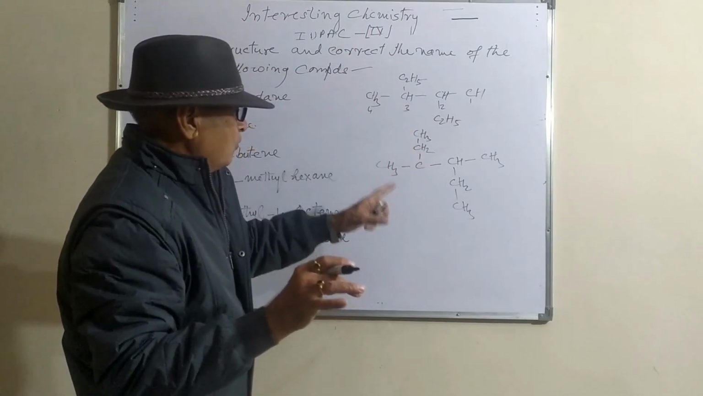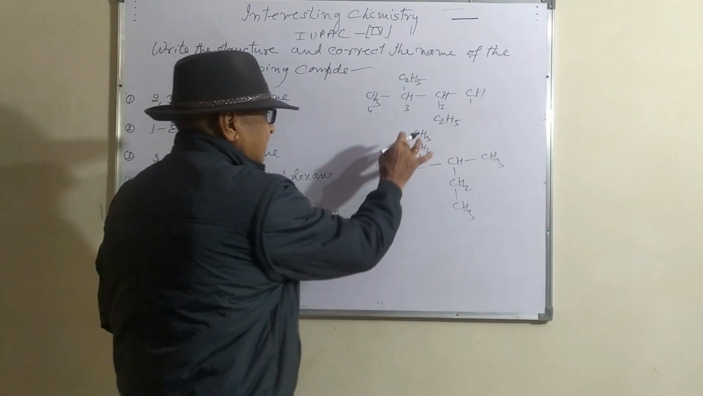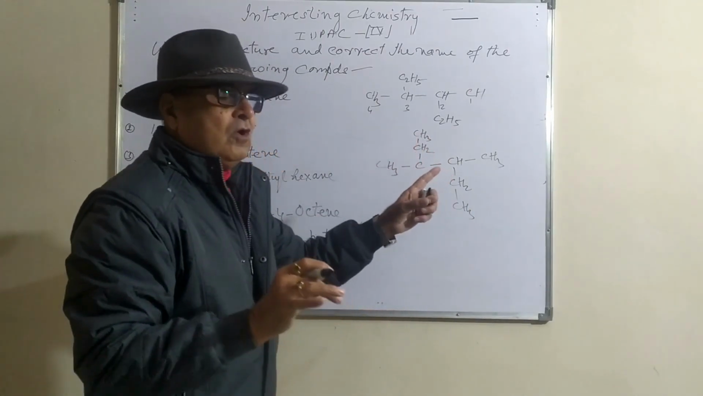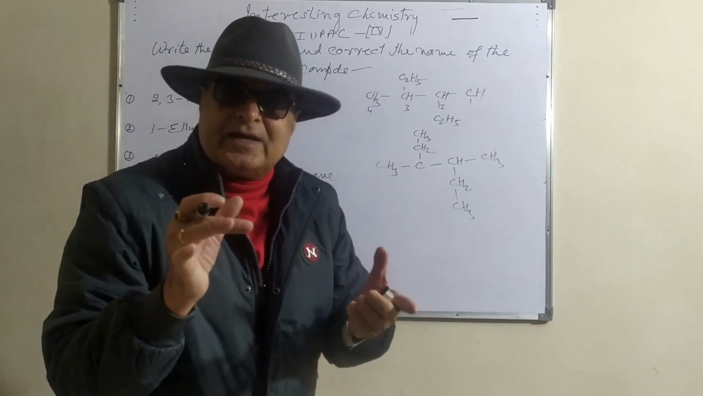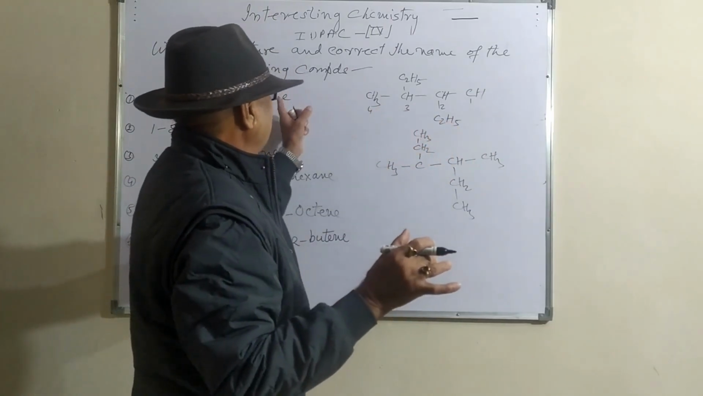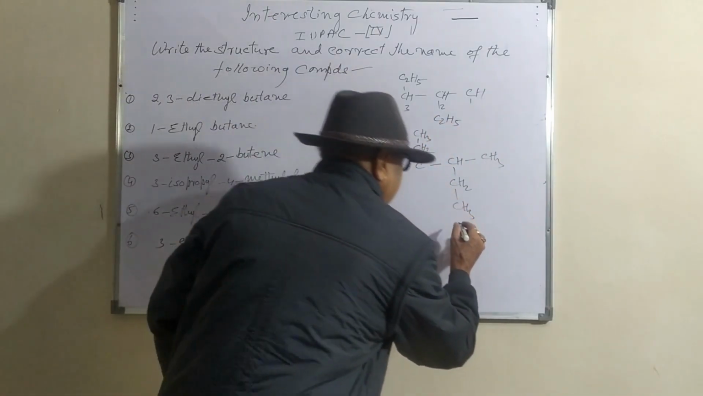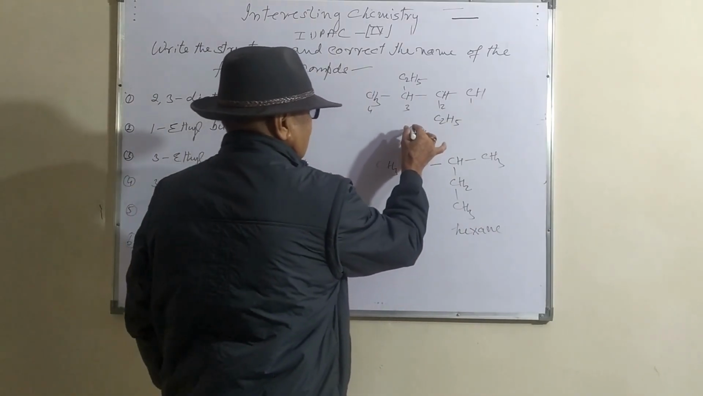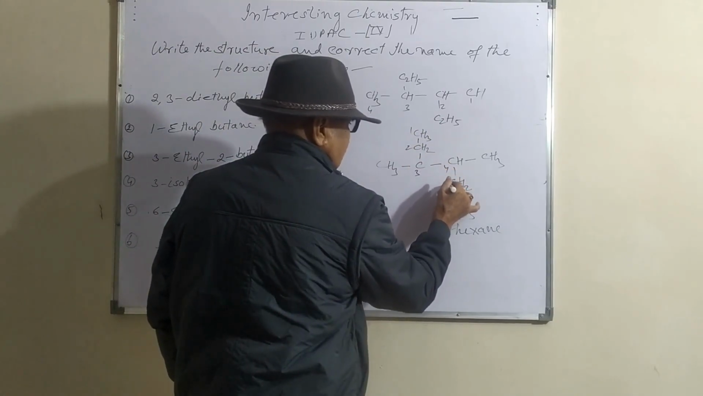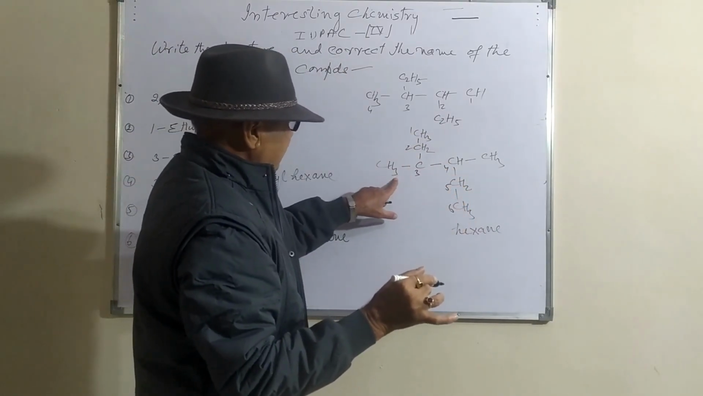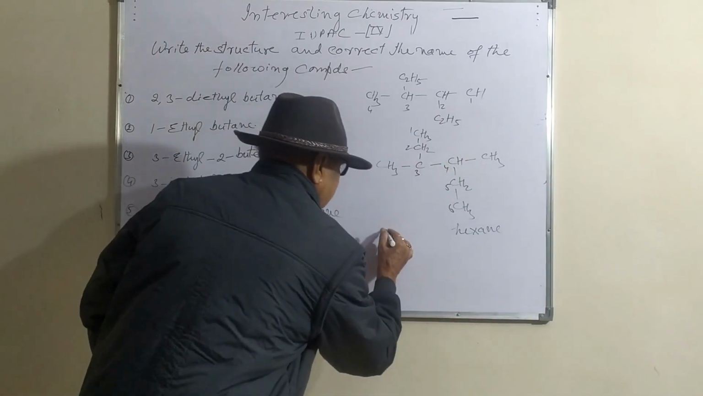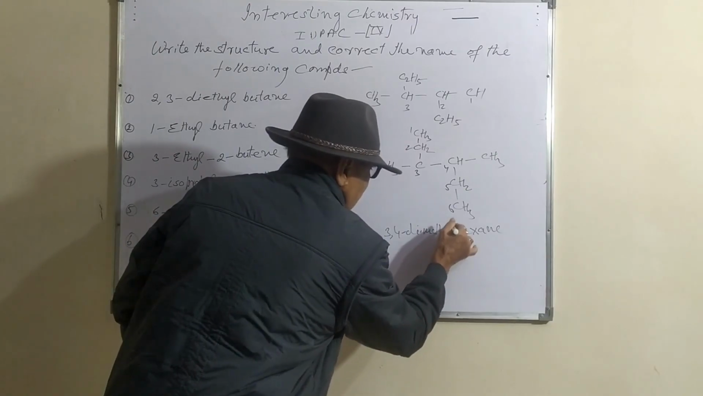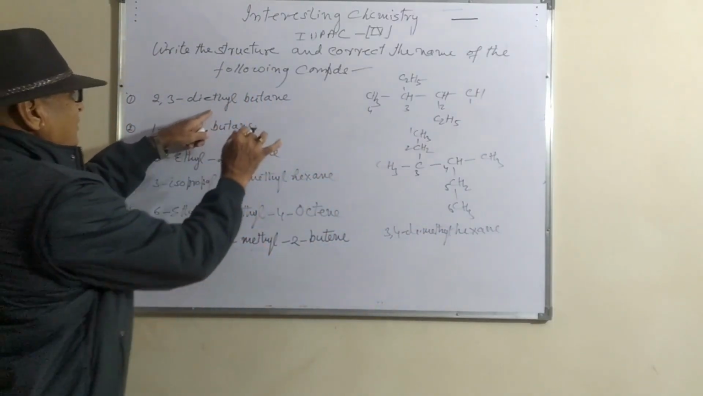Now find out the longest chain. I think that 1, 2, 3, 4, 5, 6. So here the longest chain is of 6 carbons. So the parent compound will be hexane, not butane. Now give the number 1, 2, 3, 4, 5 and 6. This is 3-methyl, 4-methyl, so you write here 3,4-dimethyl hexane.